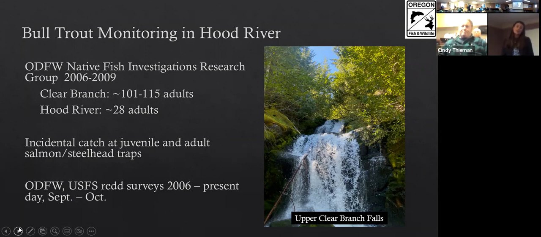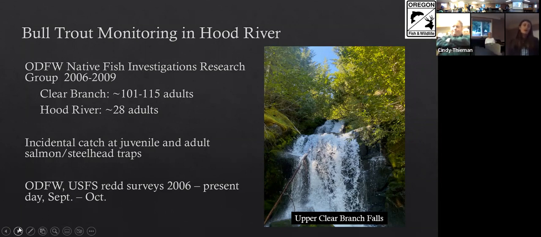And so then past that research program, which was again in the late 2000s, other bull trout monitoring within the basin has been limited to incidental catch of bull trout at juvenile and adult salmon and steelhead traps. So while bull trout aren't necessarily targeted in those trapping, they are incidentally caught, and through that we're able to document some migration and use of bull trout within the watershed.